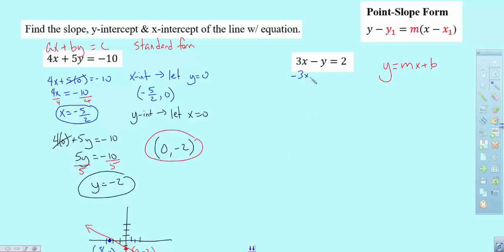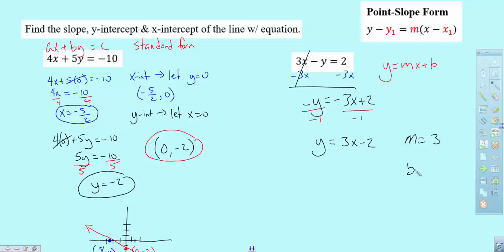So I subtract 3x. I want to solve for y, right? My 3x's cancel. I get negative y is equal to negative 3x plus 2. Well, my y is not technically by itself, so I'll go ahead and divide by negative 1. When I simplify that out, my negatives cancel, and I get y is equal to 3x minus 2, because a negative and a positive make a negative. So that switches my signs around for those two. That means in this case my slope is 3, and my y-intercept is negative 2.